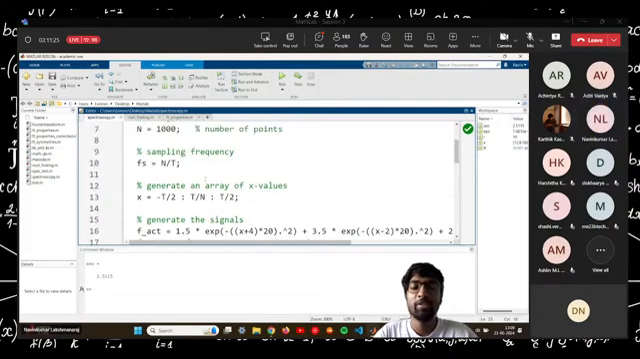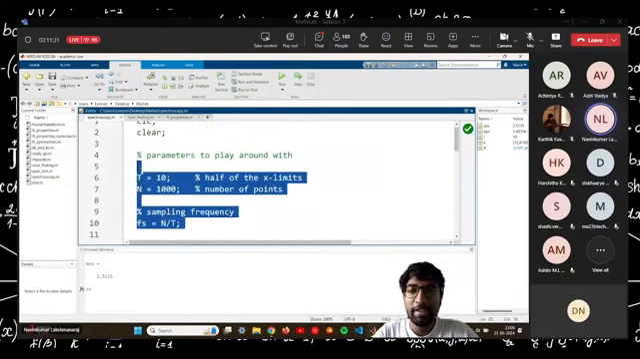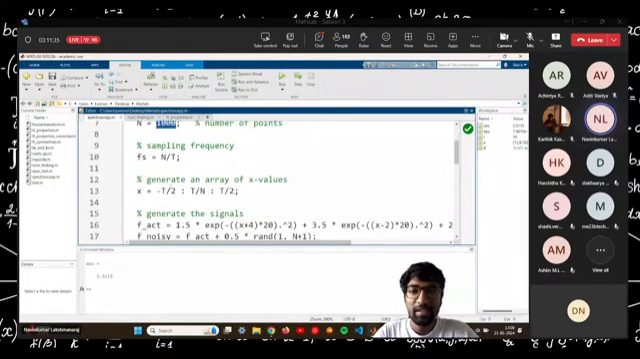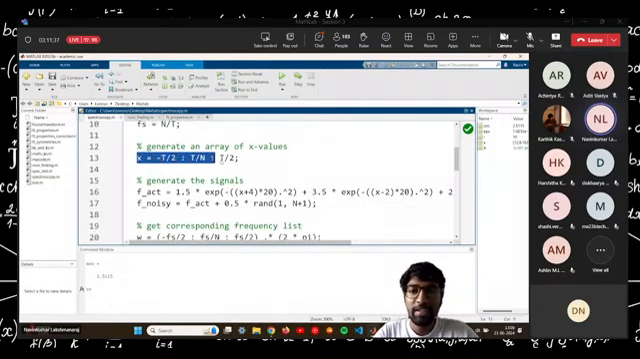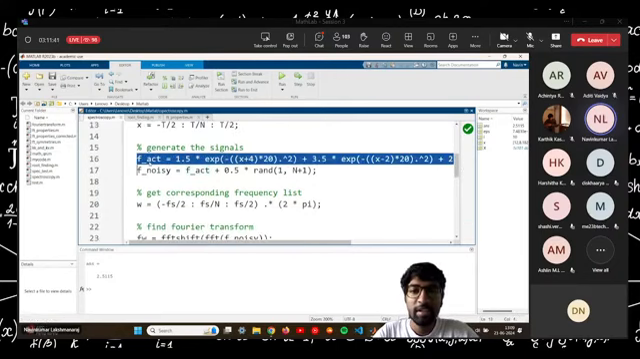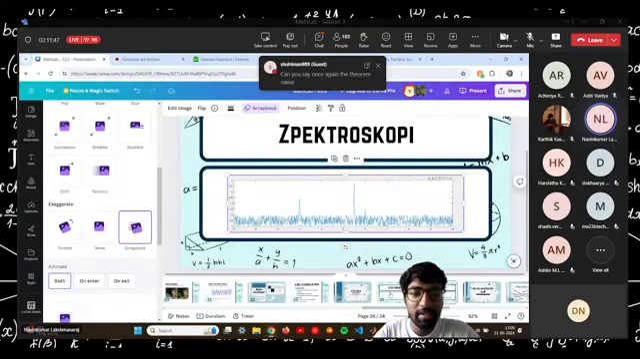So now that that's set aside, what I'm doing is pretty standard Octave business. I first set up these parameters, the time duration, the number of sampling points, and after that, I generate a list of X values, after which I actually compute the data. So F actual is the actual signal that you see here in this slide.